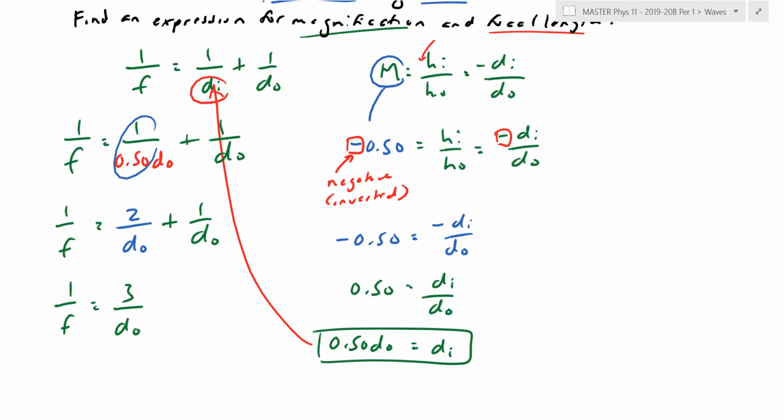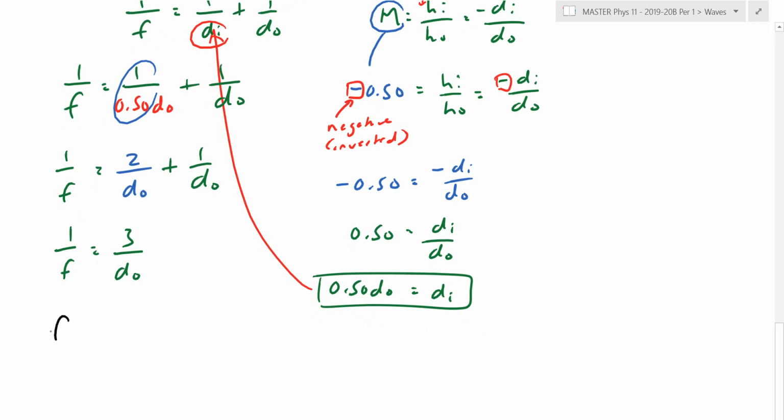And in this case here, I can just isolate. I want an expression for the focal length. So I take the reciprocal. If you take the reciprocal of a fraction, it just flips the fraction upside down. So f is d naught over 3, or if you like, you can say a third of what d naught is.